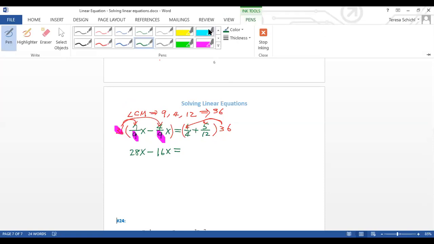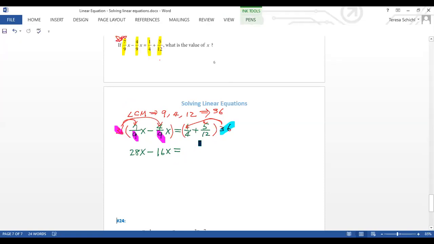Okay, so now let's take a look at these ones here. You have 36, you need to carry to both, right, inside. So 4 divided by 36 is how many? 9, right? Okay, so 9 plus 12, 36 is how many? 3. So 3 times 5, 15. So this is 24. So 28 minus 16 is how many? 12x. Then you divide by 12, you divide by 12, so it's equal to what? It's equal to 2.